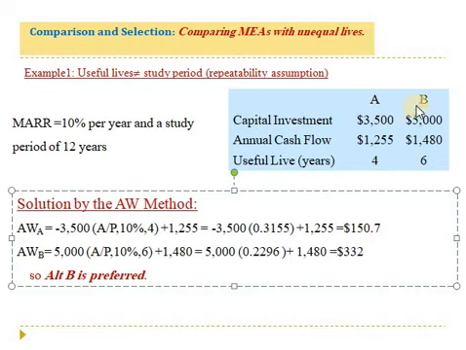In the same way, you will get the annual worth of this alternative B. What do I have? Initial investment P of 5,000. So A equals P into A knowing P, I, N. What is N? N is 6. Plus 1,480, which is already an annuity, annual cash flow. So I just add it without multiplying it with anything. You will see that the value is 332. Okay, so I can use this annual worth from the beginning.